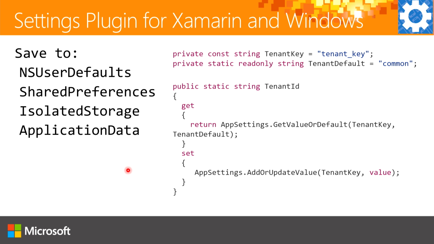In Windows Phone Silverlight, it's using isolated storage. And in Windows Phone and UWP, it's using application data. So all of the concrete implementations are fundamentally different, but they're doing the same thing. You're giving it some data, it's writing it to a disk somewhere.